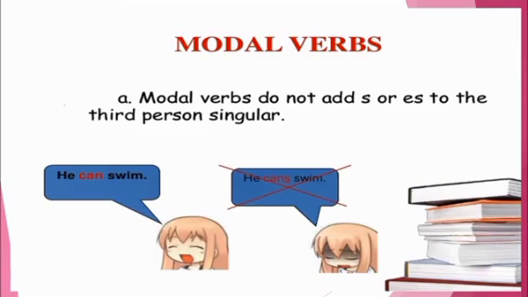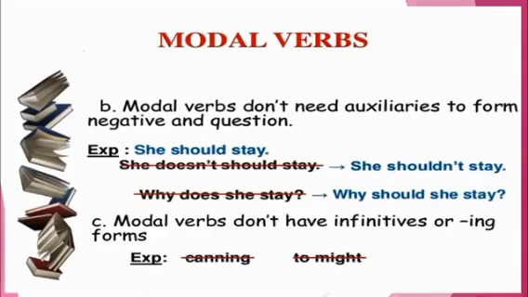Modal verbs don't need auxiliaries to form negative and question. For example, she should stay. The incorrect usage is, she doesn't should stay, whereas the correct usage is, she shouldn't stay. Then the incorrect usage is, why does she should stay, whereas the correct usage is, why should she stay.